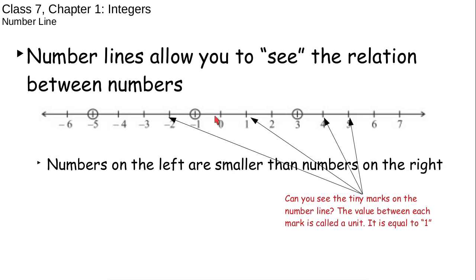Can you see these tiny marks? The value between each of these tiny marks is called a unit. In this particular number line, this unit, the value of the numbers between these two, is equal to 1.